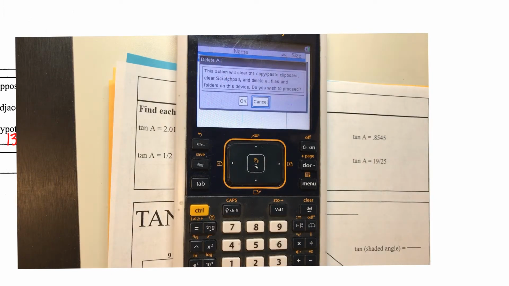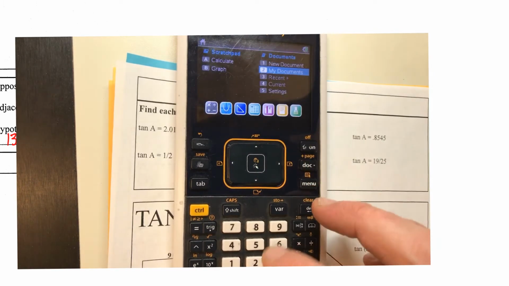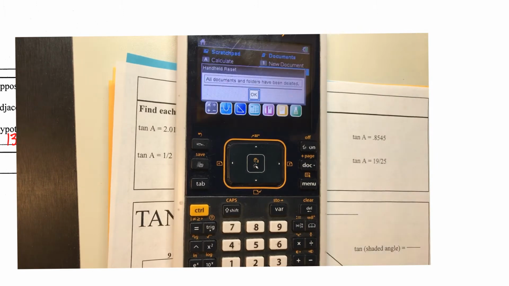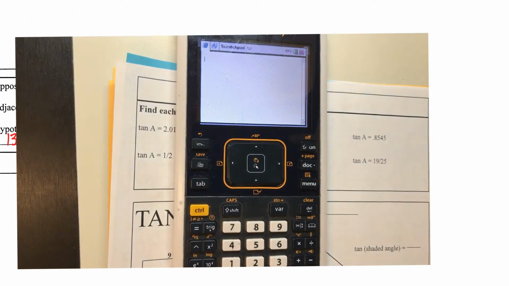Because I want to get it back to where it defaults to so you can see how to fix what's going on here. So again, if you're back here at the home, you just push 2, menu C, click OK, and it'll say everything's cleared out. Okay? Now, let's go ahead and go into Scratchpad, or if you just want to do it within the document, you can do that also.